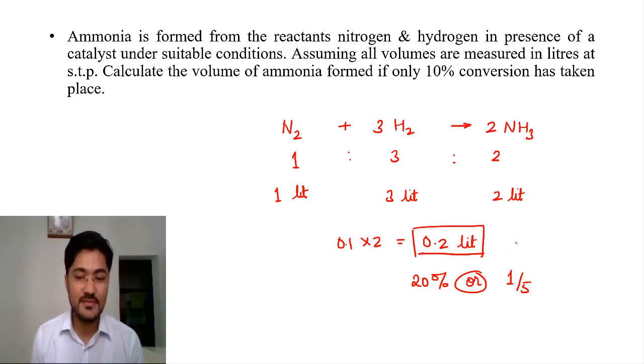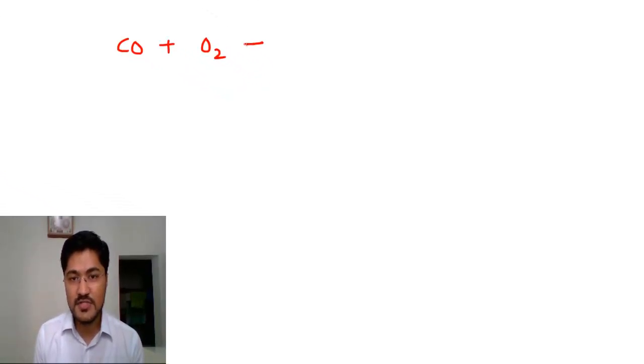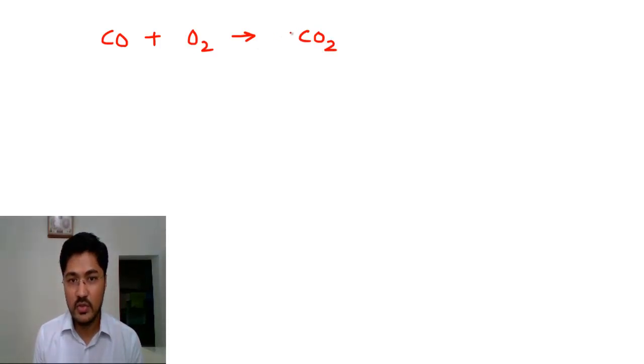Let's see the next question. 100 cc each of water gas and oxygen are ignited and the resultant mixture of gases is cooled to room temperature. Now calculate the composition of the resultant mixture. So water gas is given, carbon monoxide plus H2 in equal proportion. Carbon monoxide plus oxygen will react to form CO2.